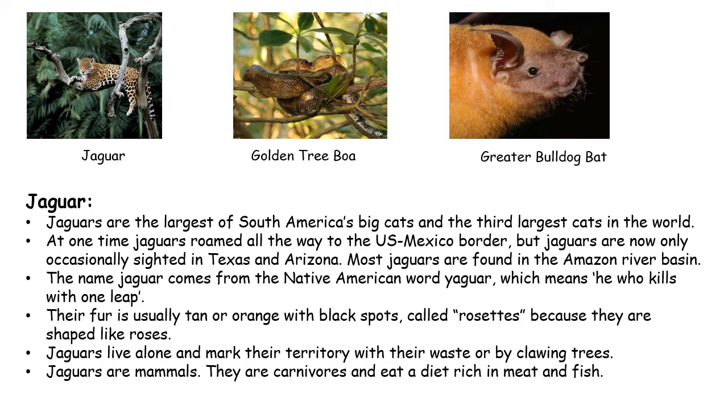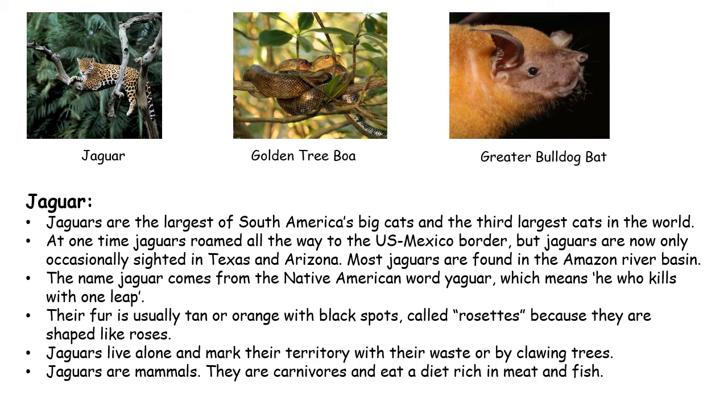They're the largest of South America's big cats and the third largest cats in the world. They're actually, from the tip of its tail to the tip of its nose, 2.4 meters long. And at one time, jaguars ran all the way to the US-Mexico border, but jaguars are now only occasionally sighted in Texas and Arizona. Most jaguars are found in the Amazon River basin. The name jaguar comes from the Native American word, which means he who kills with one leap.